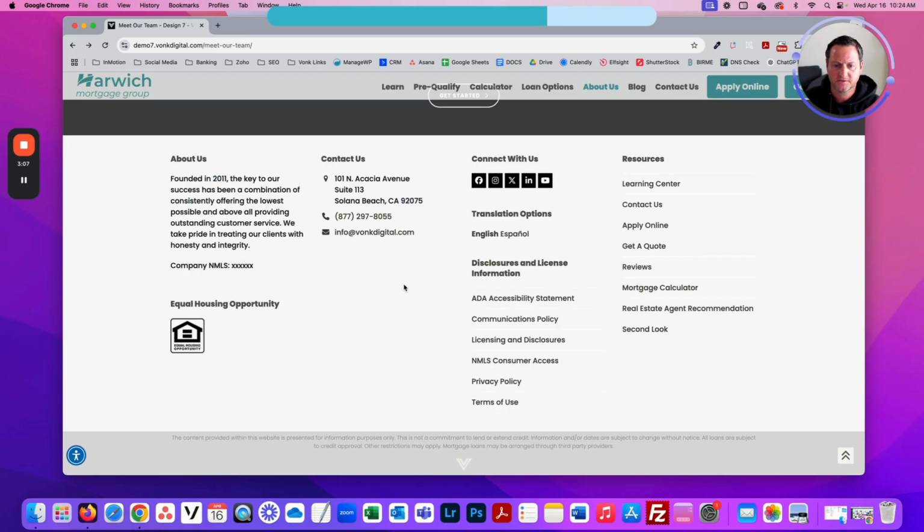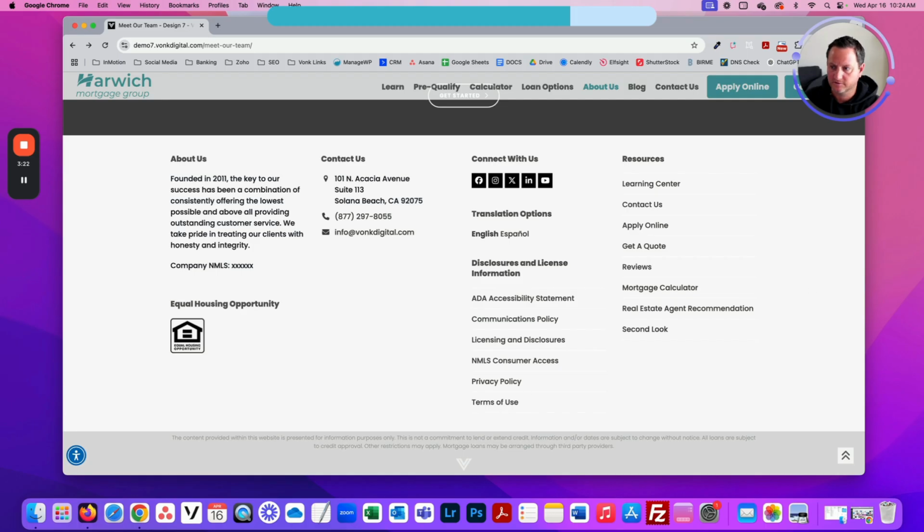State-specific requirements is another one. So Texas is a big one. They usually have a huge chunk of information that they want in the footer. Every state can be different, so make sure that you have the right items.